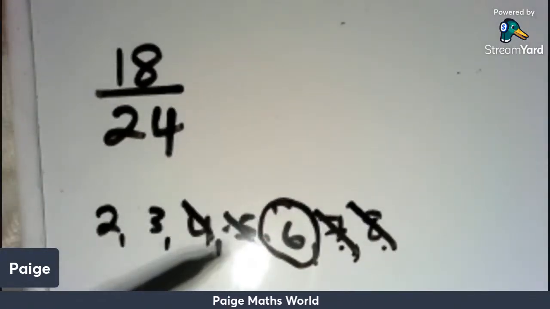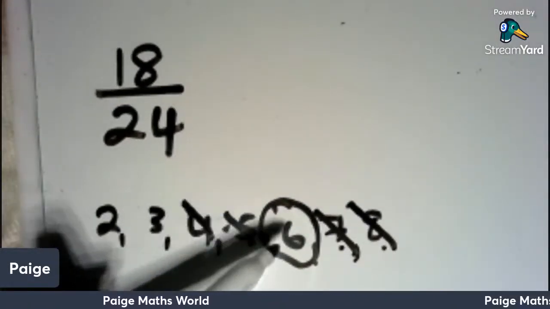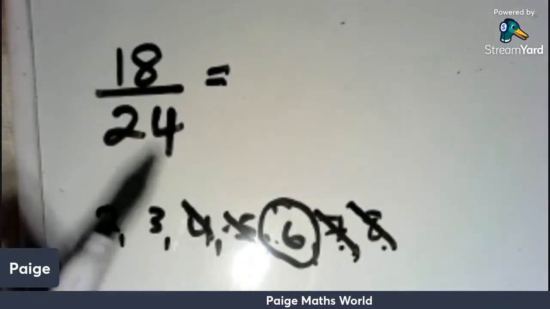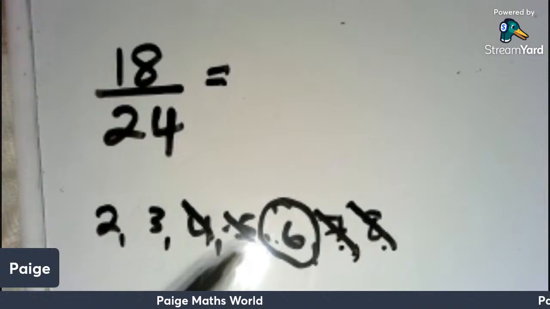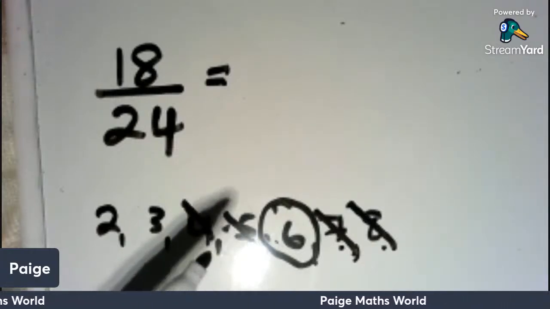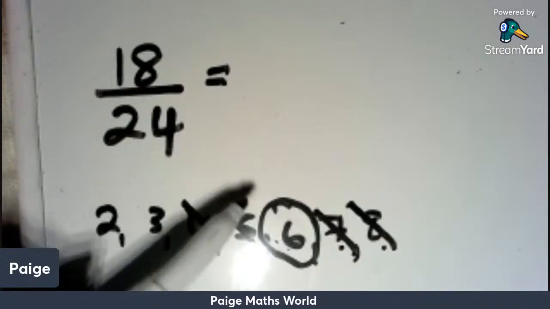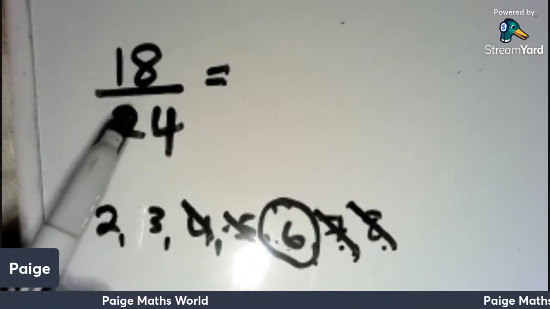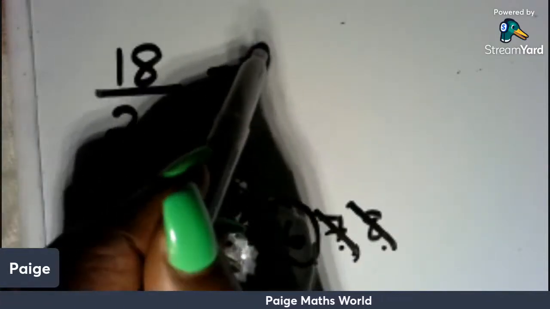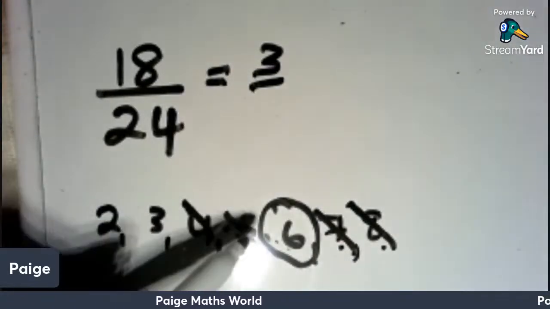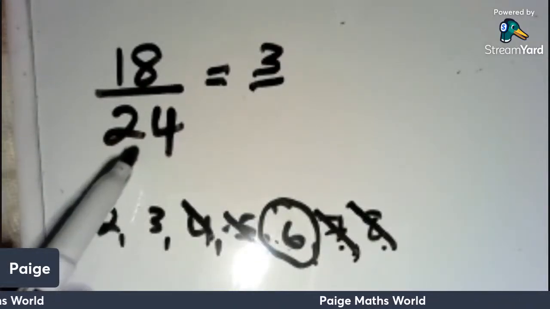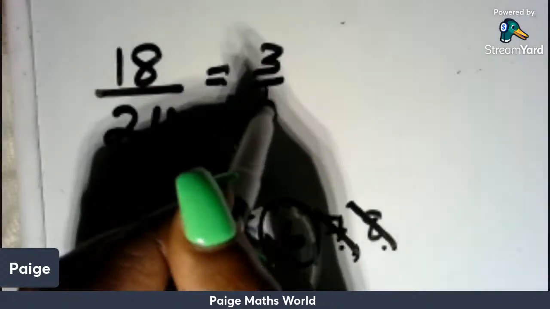So at this point, how many times can we get 6 from 18? Good job, Jesus' daughter. Raymond went ahead and did the problem before. All right. So we can get 6 from 18 how many times? We can get 6 from 18 3 times. And then 6 into 24. How many times can we get 6 from 24? And that would be 4.